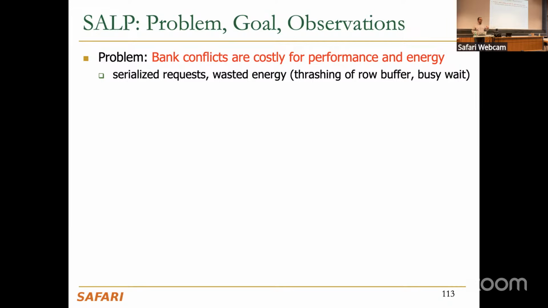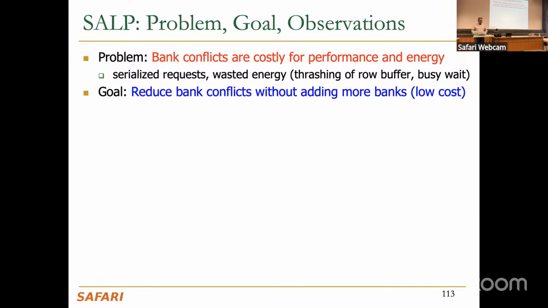Even though different subarrays have separate row buffers, which potentially should let you activate different subarrays in parallel, the circuitry and the interfacing do not allow that. So you have limited parallelism, and that leads to the problem of bank conflicts, where several requests go to the same bank but to different subarrays, which you could potentially service, but cannot because of the interfacing. So this work focuses on reducing bank conflicts without adding more banks.